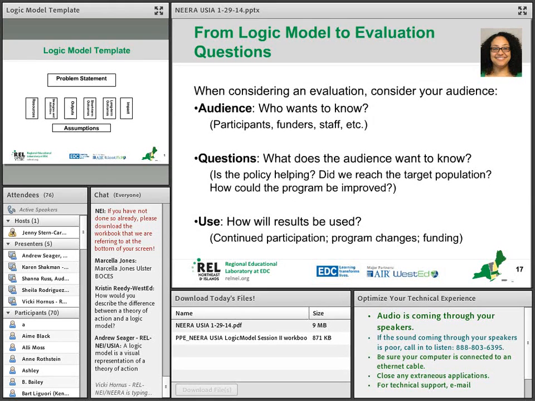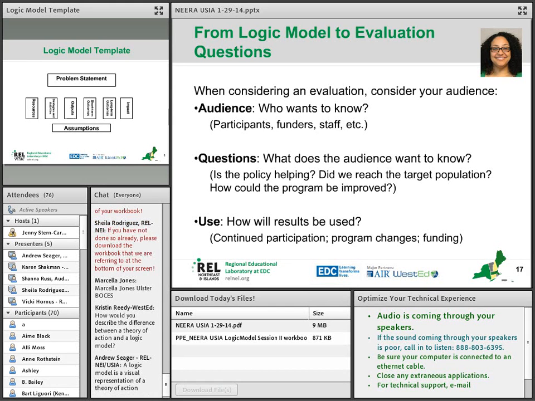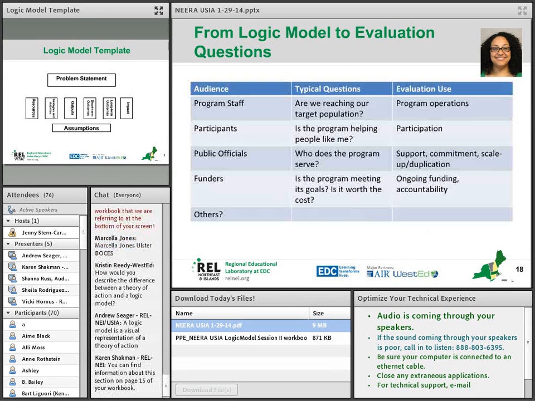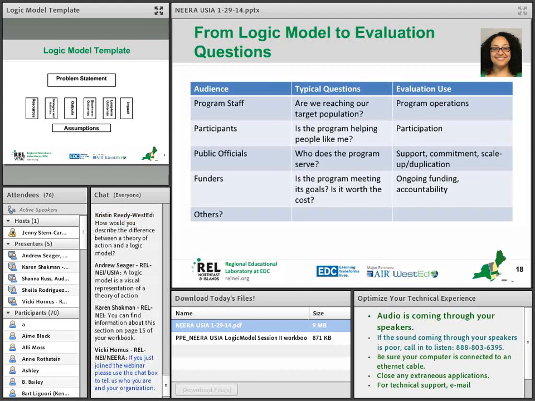We're not going to be doing an activity on this, but I want you to think about one question you may have when thinking about your audience. Are your audience going to be participants, funders, staff? And in thinking about that, you need to think about what kind of questions they are going to have. What are they going to want to know? And how are the results going to be used? I just wanted to point that out. In the next slide, we're going to dive in, and I wanted to give you a couple of examples of what this may look like.